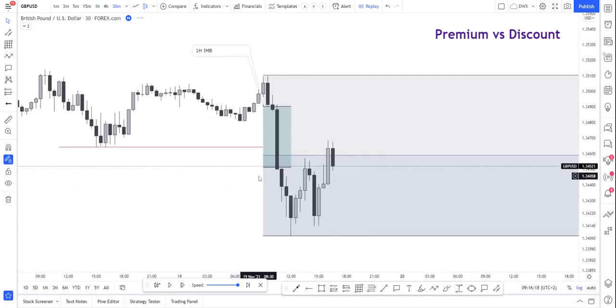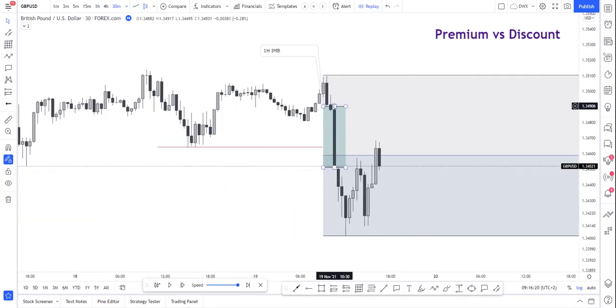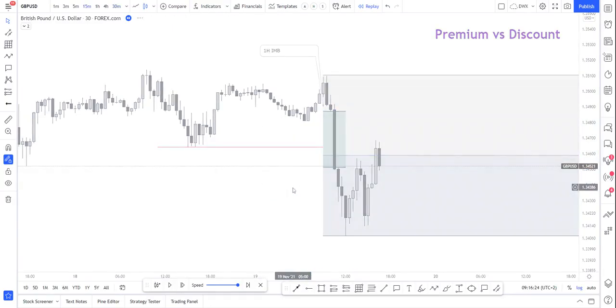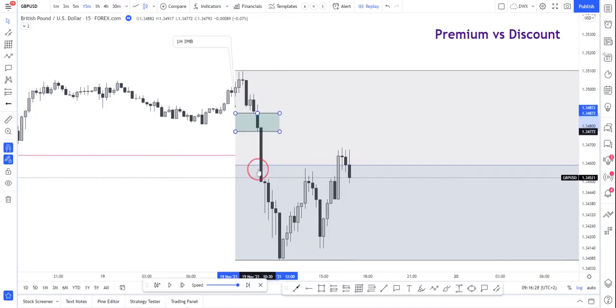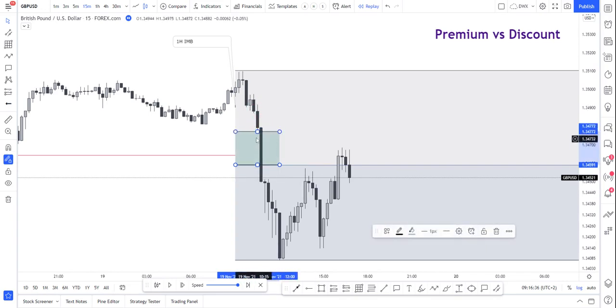So on the 30 minute time frame, there's still an imbalance. We can just refine it a bit more. On the 15 minutes, we can refine it as well. Then I would refine it towards where the discount stops and the premium starts, and looking at where it starts as well. So this is then my most valid imbalance.